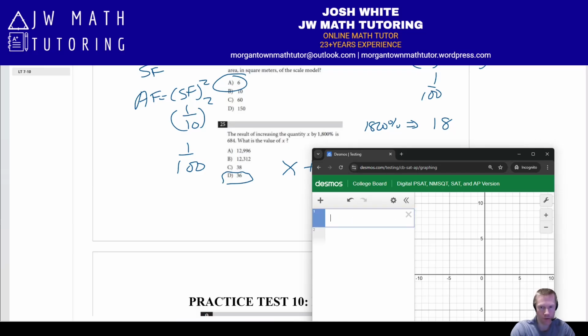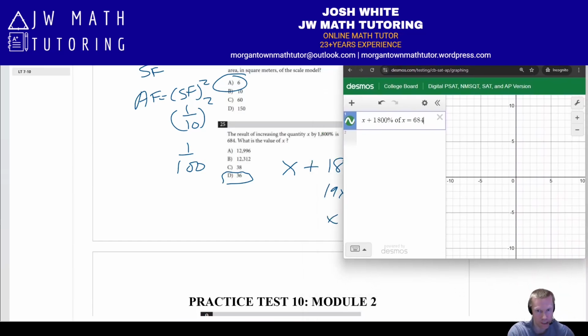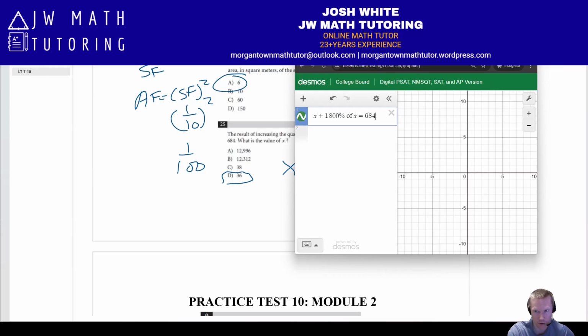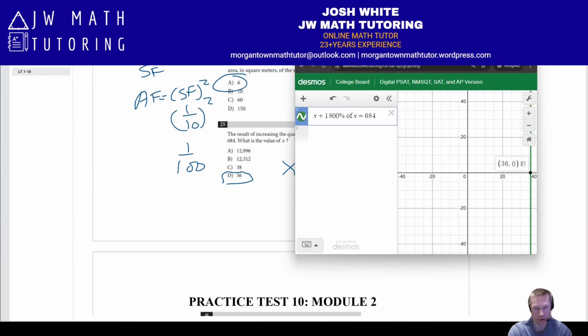Now in Desmos, we should also be able to use x and set up an equation all in one step. So you could say x being increased by 1800% of x is 684. All right, so I basically just translated the text into an equation, and now on my graph, notice there's a vertical line right here at 36. So this is how you could take the whole thing, even with the percentage in there, you don't even need to convert it to a decimal, and get the correct answer as well.